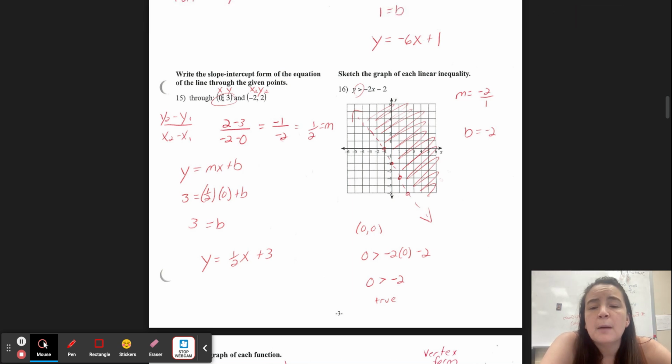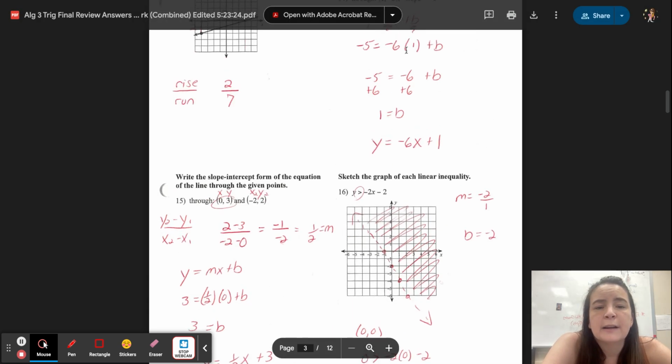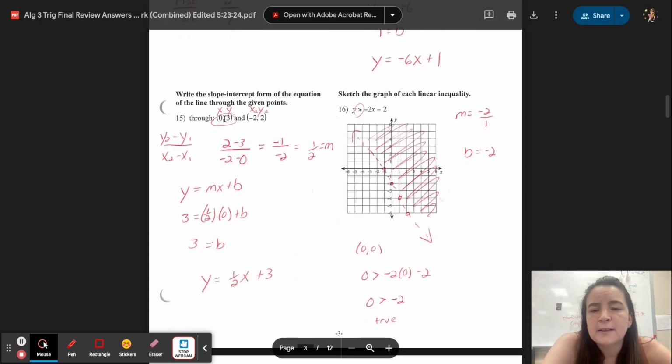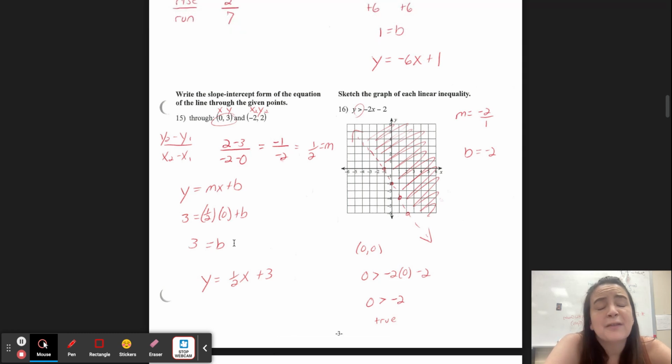Then for this problem, they give us 2 points. You could pick whichever one you want to plug in like we did for this problem above. I picked this one. It looked easier. You see me plugging it in here. I end up with b equals 3. In fact, if I had been a little bit smarter, I would have noticed that this is the y-intercept since it's 0, 3.